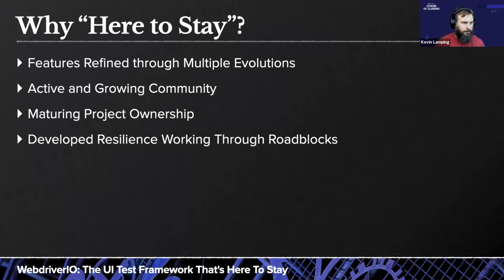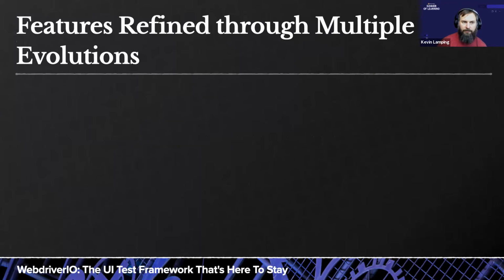So I think that's a really great facet of the framework. It has a very active and growing community. We'll talk about that. It's got a maturing project ownership. So the project ownership has been around for a while, but it's really in the past year or so kind of matured in formalizing a lot of how project ownership runs. And then I also think the framework and the project itself has developed this resilience through having to work through some tough times. So let's jump into these features that I'd like to see.